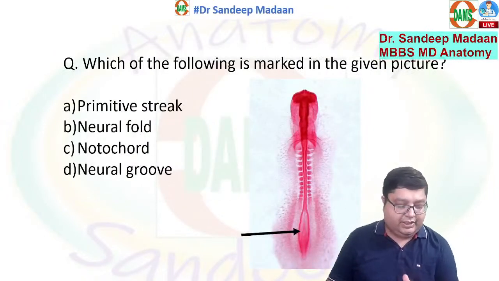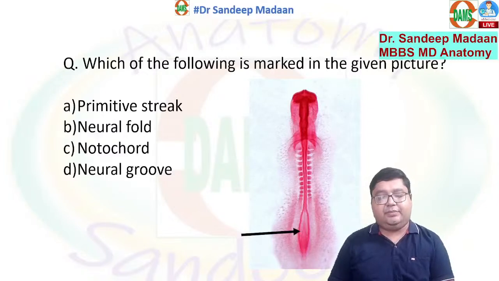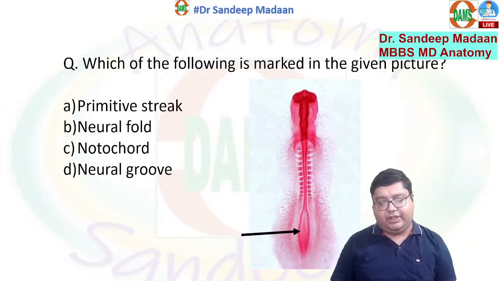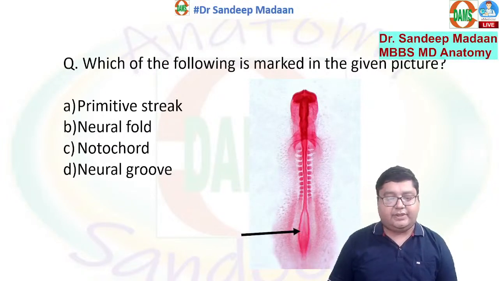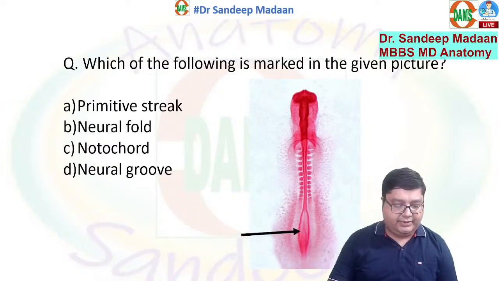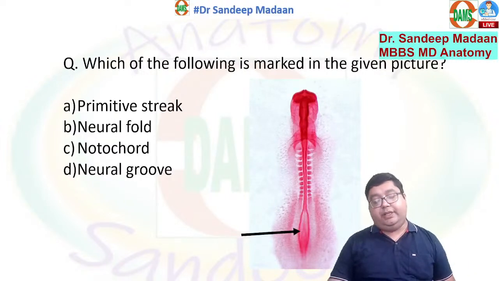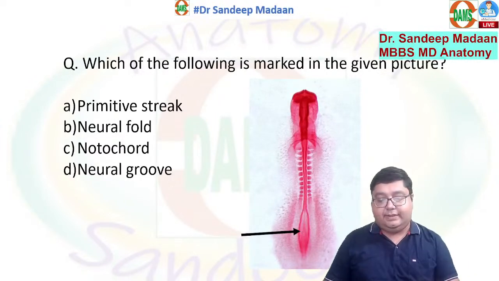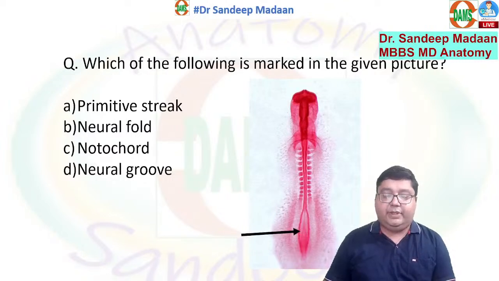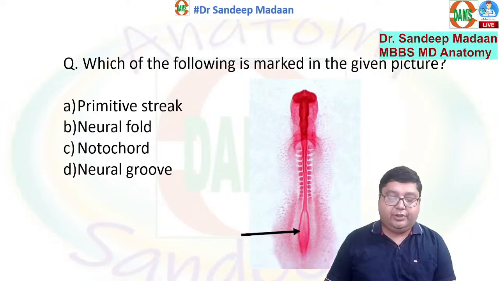Now another question, again from general embryology, where some structures were marked. This is the development of the nervous system. Yes, what have you marked, students? What have you marked over here, dear friends? In this diagram, the development of the nervous system is going on. The neural tube is getting formed over here.